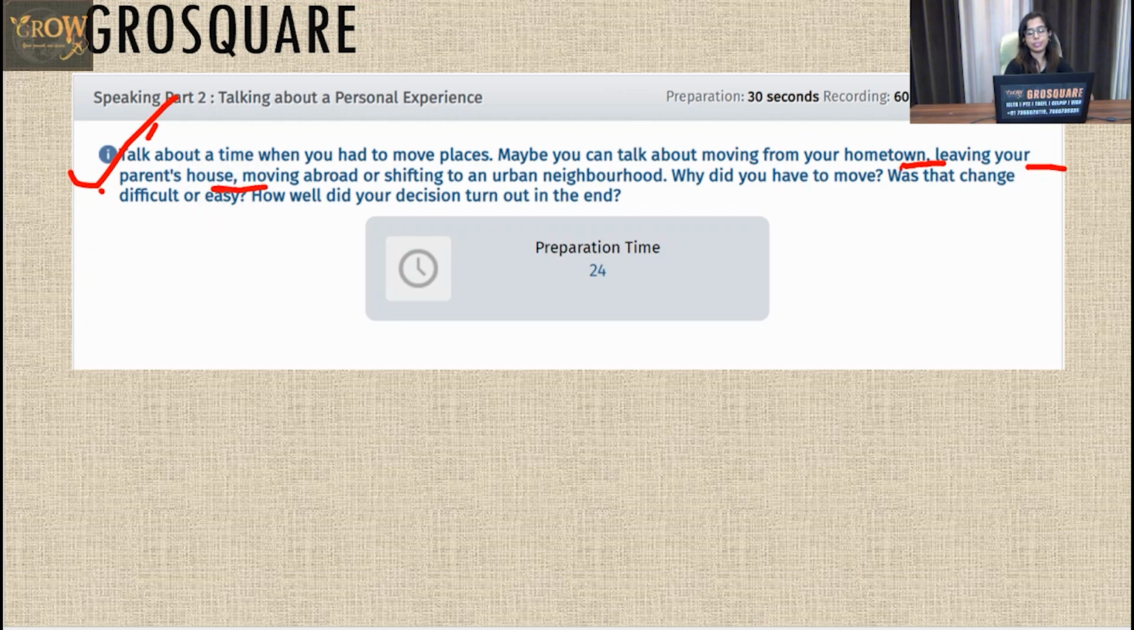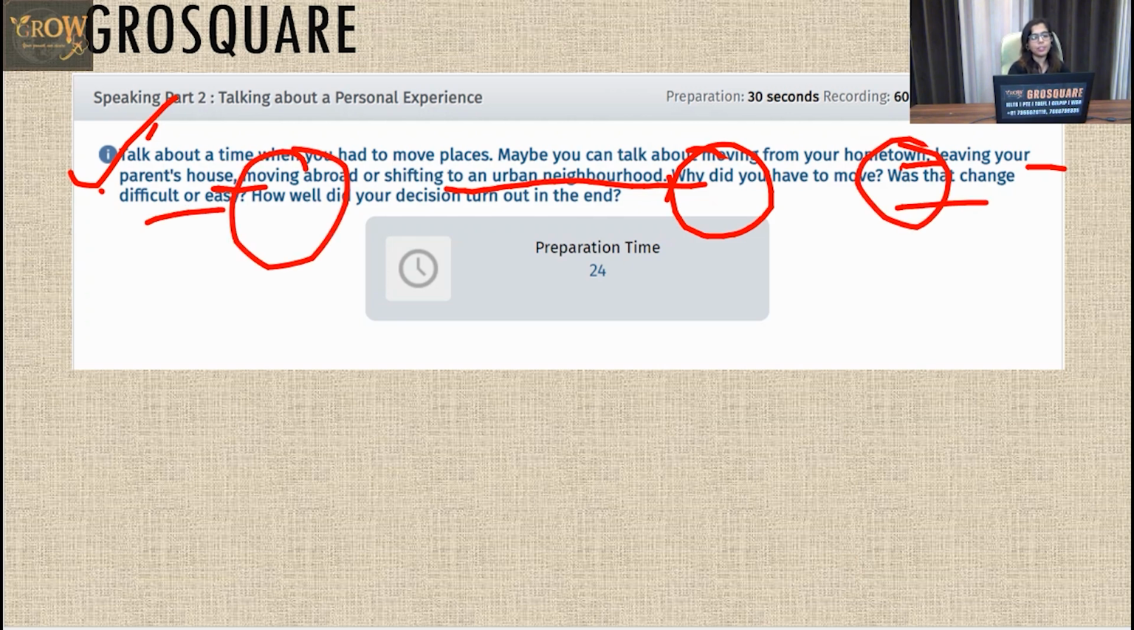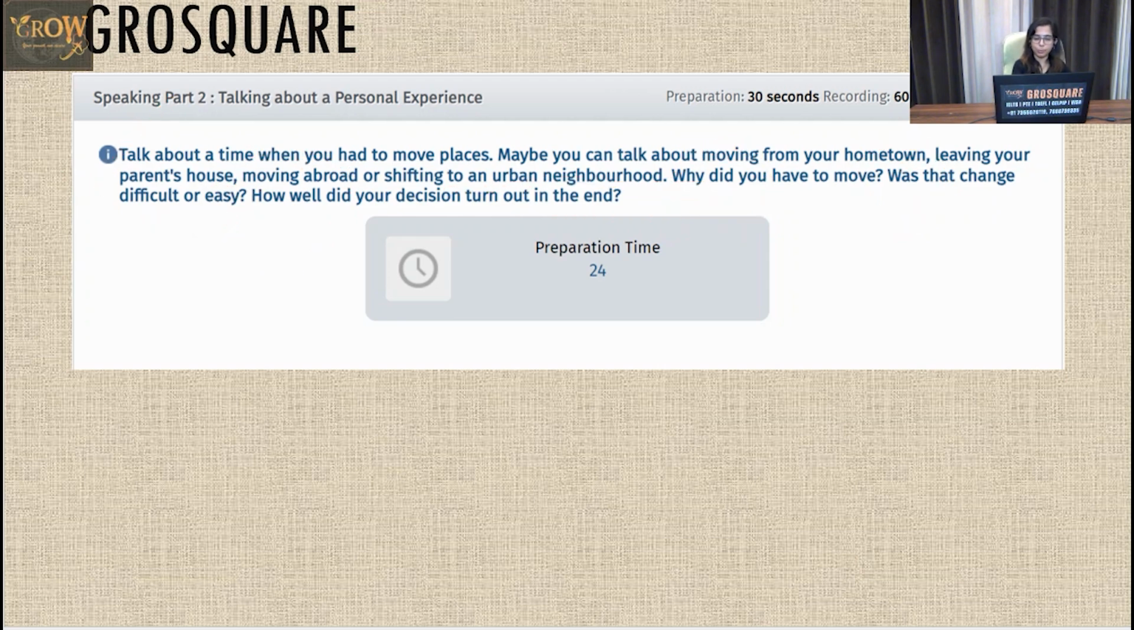अब जैसे if someone is married, you can talk about the time of your marriage. Moving abroad or shifting to an urban neighborhood, है ना, शहर में आप शिफ्ट हो गए थे. तो what you have to explain is why did you have to move, क्यों जाना पड़ा था, and was that change difficult or easy, ये difficult था, and how well did your decision turn out in the end, like क्या decision आपका कैसा रहा, अच्छा रहा, बुरा रहा. This is what you need to explain.